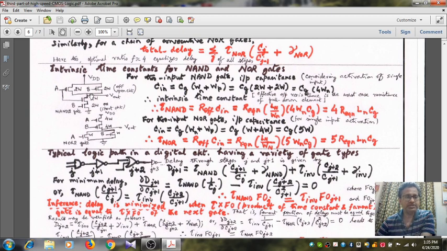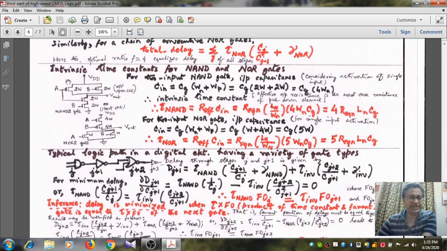But while trying to find out the time constant of an individual gate, we have to consider activation of a single input, that is Cg multiplied by Wn plus Wp. Cg is 2 femtofarad per micrometer, and here 2W plus 2W, so 4Wn. That means the intrinsic time constant becomes tau of NAND equal to R effective into Cin, equal to R equivalent into Ln by Wn multiplied by 4Wn Cg. So for the two input NAND gate it becomes 4 times R equivalent Ln and Cg. Remember, for inverter it was 3 times R equivalent Ln and Cg.